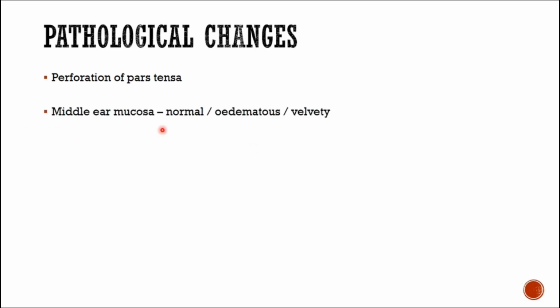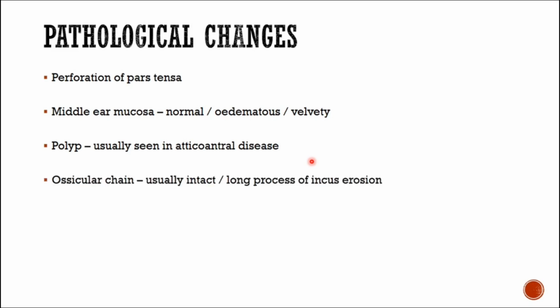And then the middle ear mucosa can be normal, or it can be edematous, or it can be velvety, depending on what stage of inflammation the middle ear cavity is in. If you remember, I discussed earlier that mucosal chronic otitis media is classified as active and inactive. If it is inactive, the mucosa will be normal. If it is active, it means some inflammation is going on, so there can be edema and a velvety appearance of the middle ear mucosa. Polyp is usually seen in attic disease. In safe type of disease, polyp is usually not seen.